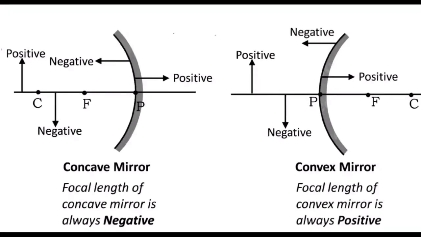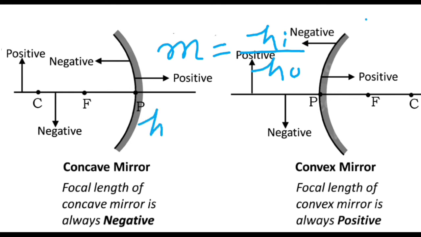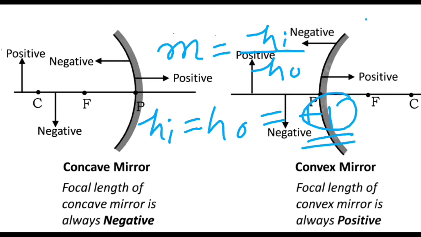Again, we have another term, magnification, which is related to hi by ho. Here, when hi, the height of the image, is equal to the height of the object, we will get 1. That means the height of the object is equal to the height of the image. If the height of the image is greater than the height of the object, then we will get a value greater than 1.